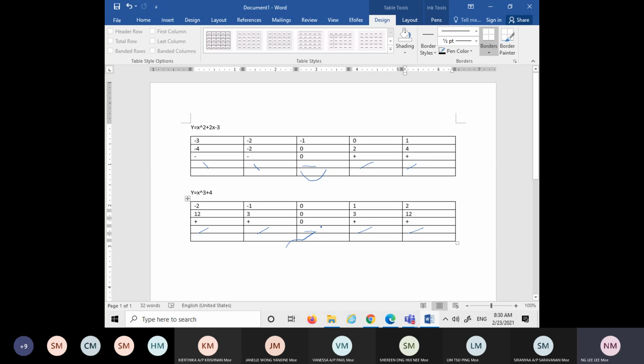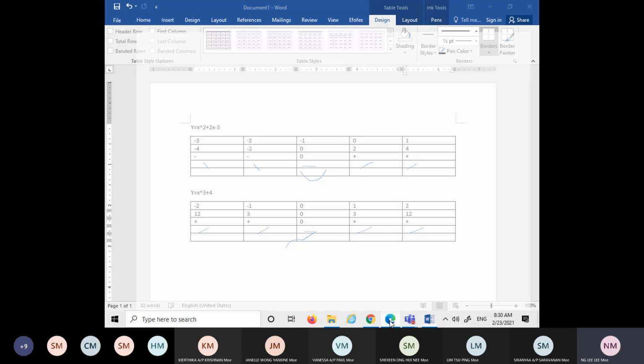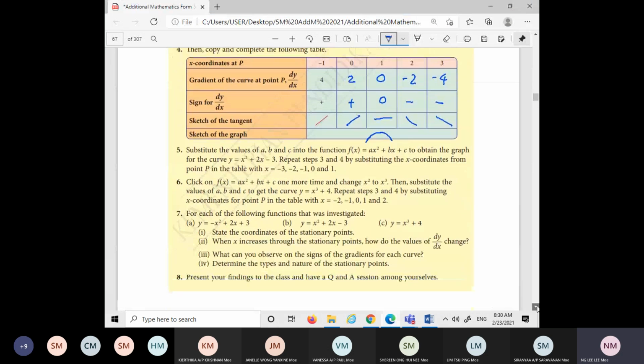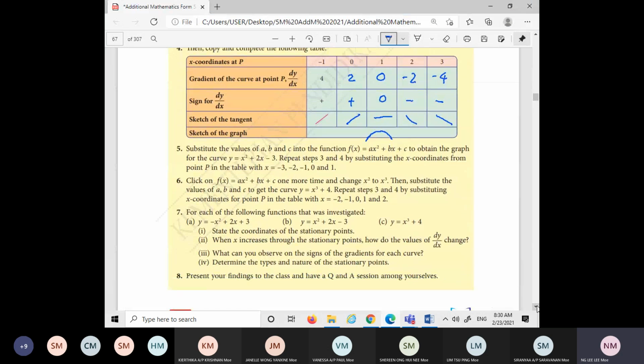Maybe you will ask, do you need this method? Yes, this method, you have to use it when you want to determine the point of inflection. So I still have to teach, I cannot skip this. So now we go to number 7 in your textbook. We want to come to a conclusion already.